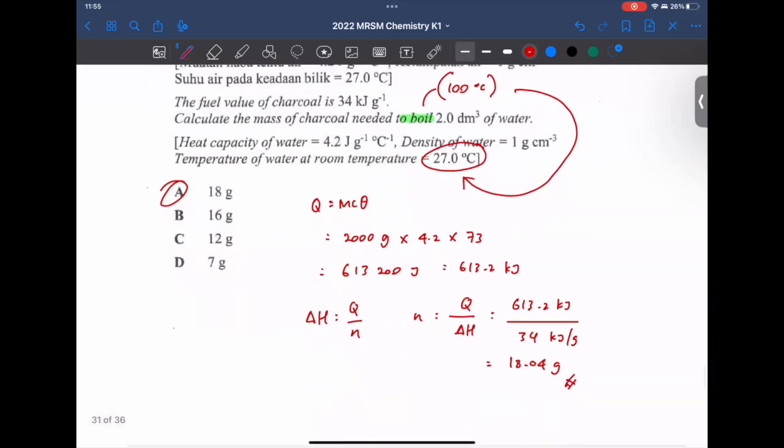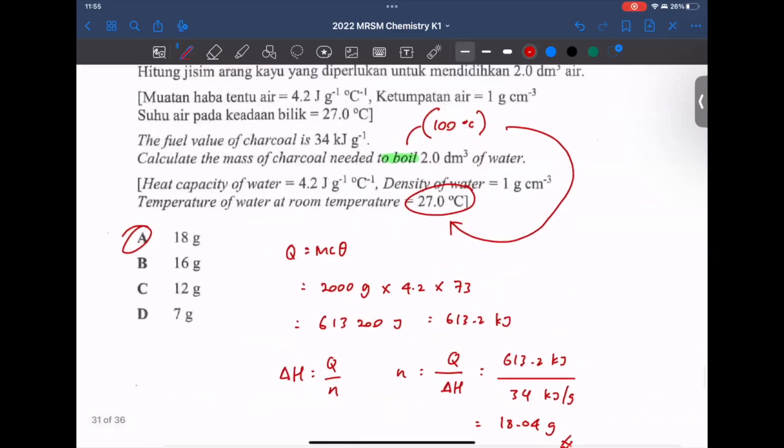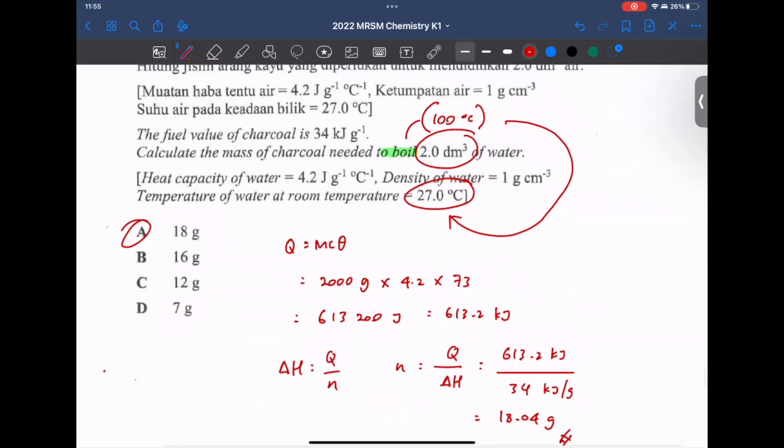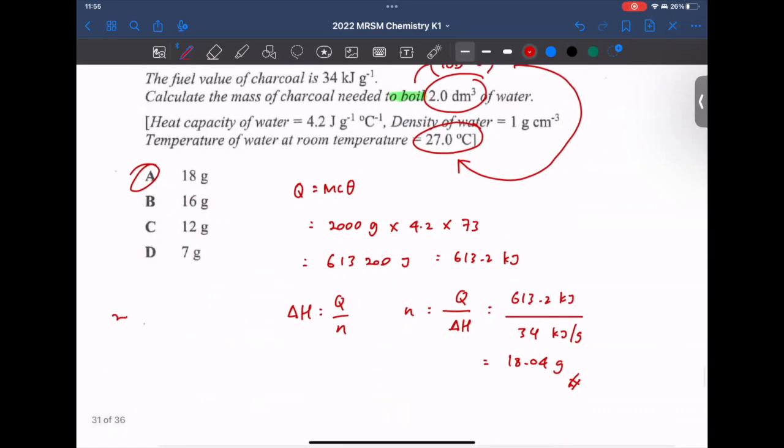We'll start off by using the formula Q equals mcθ. But what is m? They say I need to boil 2 dm³ of water. Just to let you know the conversion, 2 dm³ is 2000 cm³.